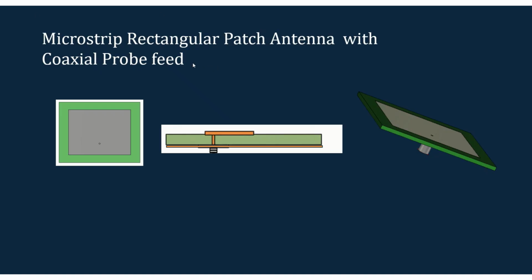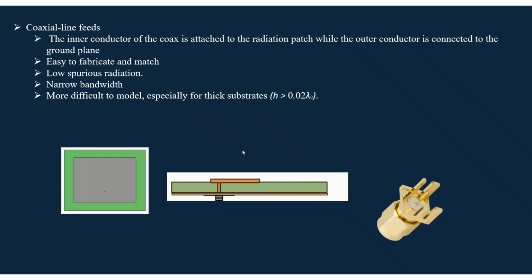Hello, in this video we are going to see how we can design and simulate a microstrip rectangular patch antenna with coaxial probe feed. A microstrip patch antenna consists of a radiating patch which is backed by the ground plane, and the patch and the ground plane are separated by the dielectric. Here this green one is the dielectric, this is the radiating patch and this is the ground plane.